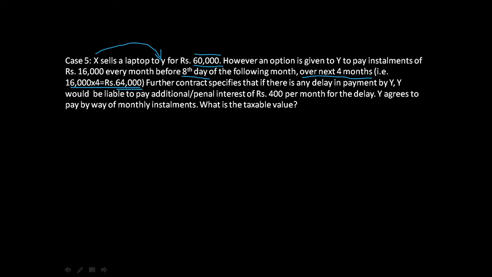So further, the contract specifies that if there is any delay in payment, Y would be liable to pay additional penal interest of rupees 400. Now, if he pays after the 8th day, then there would be a penalty interest of rupees 400 per month for the delay. Now what does Y do? Y agrees to pay by way of monthly installments. So Y has actually selected monthly installments. What is the taxable value?